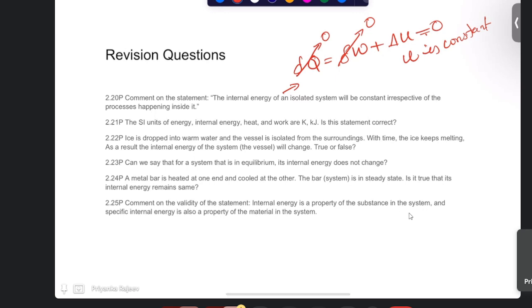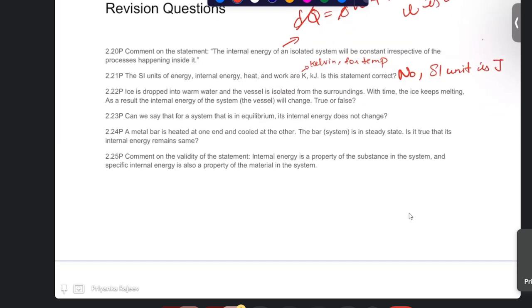kilojoule. Is this statement correct? No. Energy SI unit is joule. Kilojoule is another metric multiple of the SI unit joule. If you have 10 to the power 3 joules, then you say it as kilojoule, but the basic unit is joule only. And K is what? Kelvin. Kelvin is the unit of temperature. Okay.